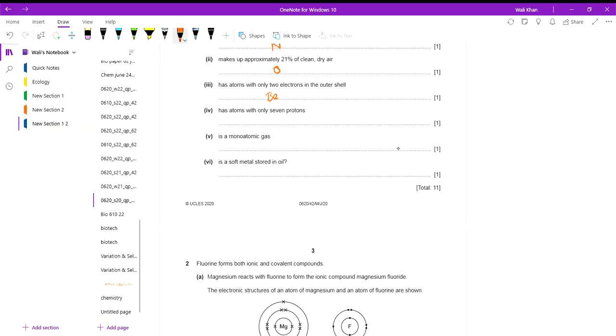Only 7 protons. Again, it is nitrogen. Is a monoatomic gas. So आपको पता है it is neon. Is a soft metal stored in oil. Lithium.